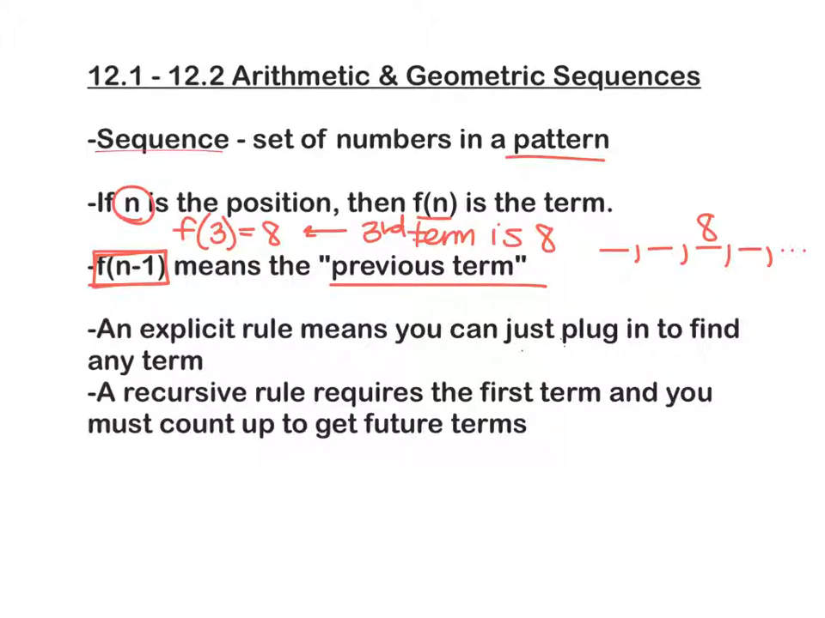The last two little definitions that you need to know, some of these you may have seen before and some you may not. An explicit rule means you can just plug in to find any term. And a recursive rule requires the first term and you have to count up to get to future terms. You're going to see what I mean by that in a minute, but I would write that down and then I'll show you the difference between the two.